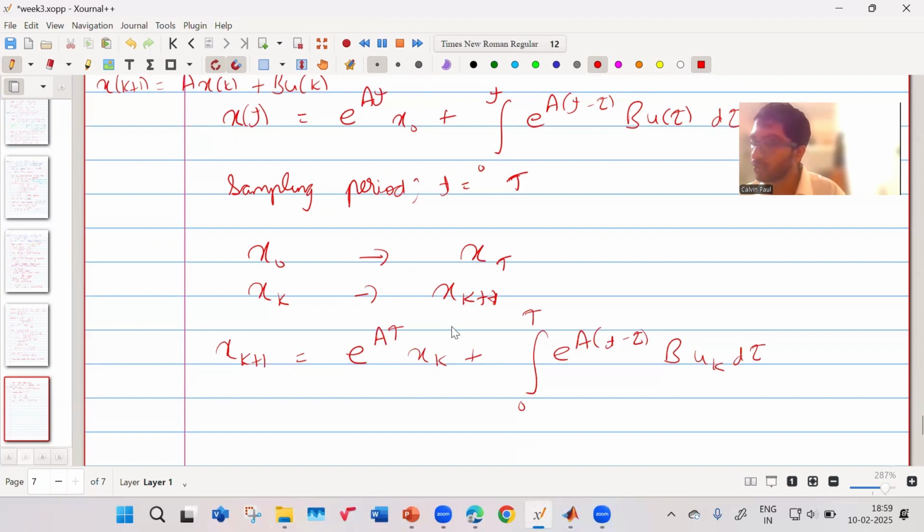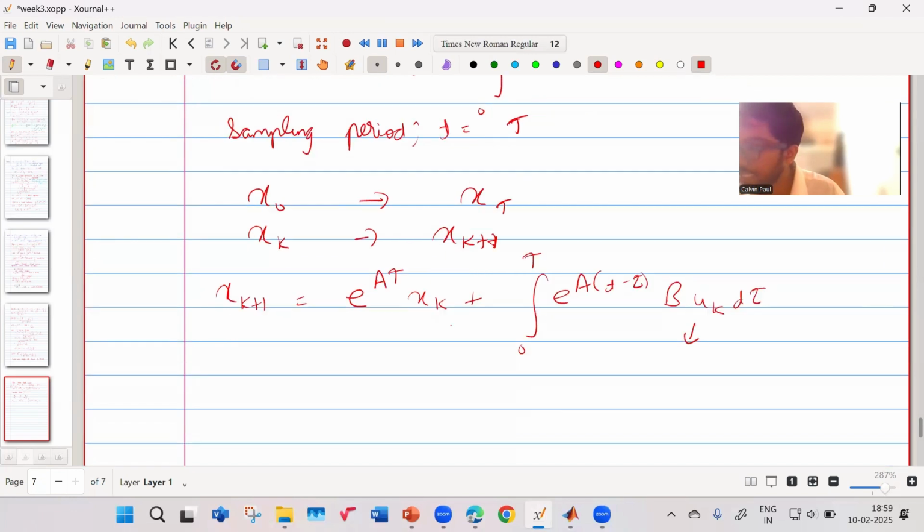So what I assume, because it is a zero order hold, I'm holding the input at a fixed value. So it is stuck at uk. Okay, so uk is no longer a function of tau. So we can write it as x k plus 1 is equal to e raised to AT into x of k plus the integral of e to power A(T minus tau), which is a function of tau, okay? It becomes written as e to power AT into B into u of k.